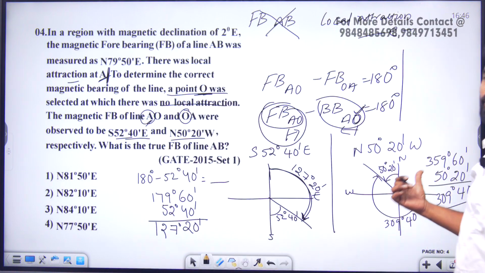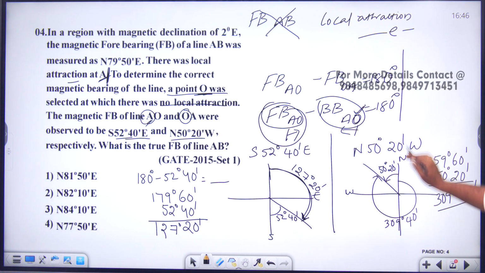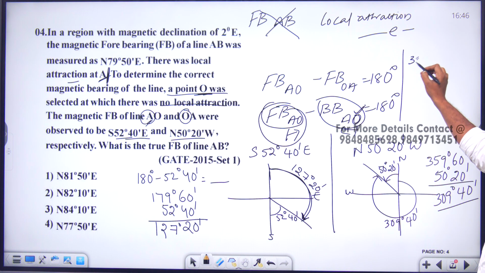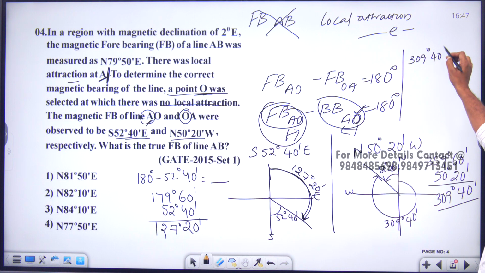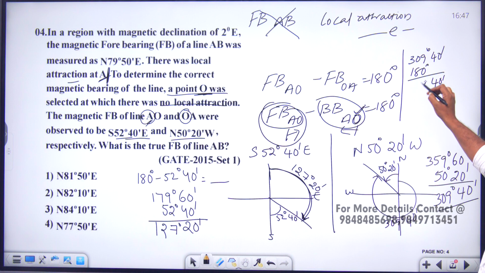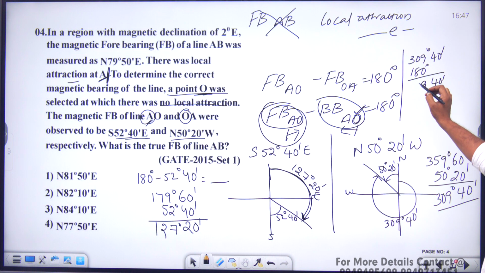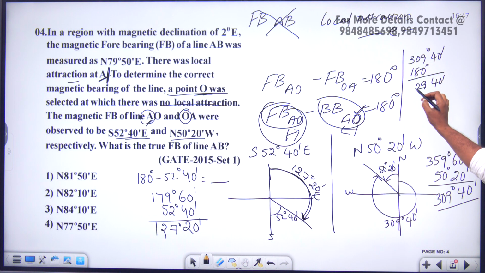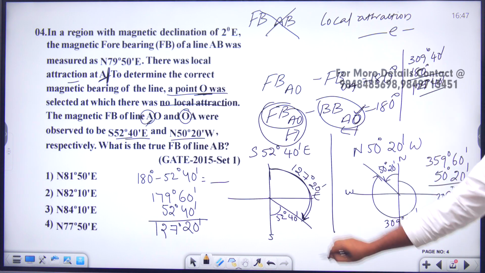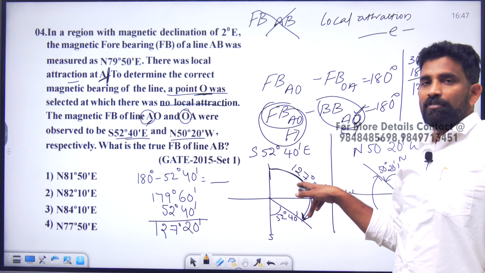Now, let us see how we are going to correct this. The given value is 309 degrees 40 minutes. Previously we said the back bearing is given as 309 degrees 40 minutes. If I subtract 180, because this is greater than 180, I will be able to get 40 minutes. This is 9, and this value comes out to be 10 minus 8, which is 2. This comes out to be 129 degrees 40 minutes. But here if you observe, the value comes out to be only 127 degrees 20 minutes. Because of this, we are having an error.